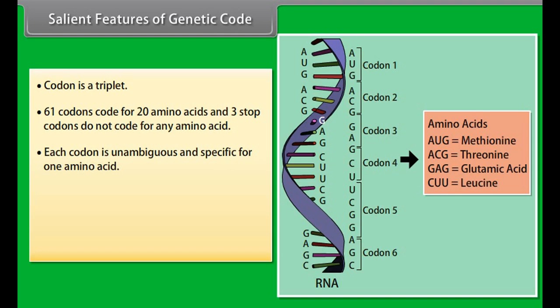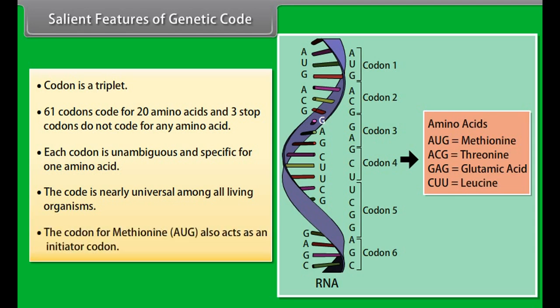Each codon is unambiguous and specific for one amino acid. The code is nearly universal among all living organisms. The codon for methionine, AUG, also acts as an initiator codon.